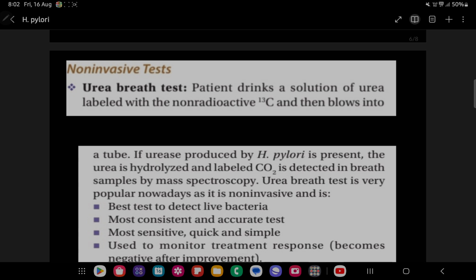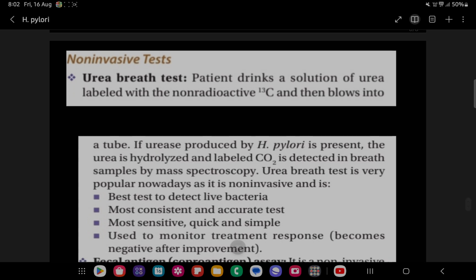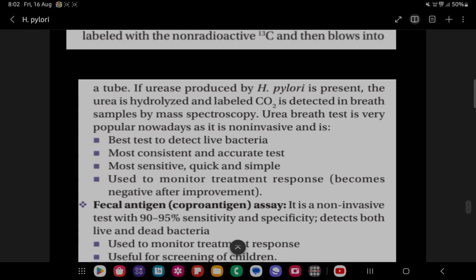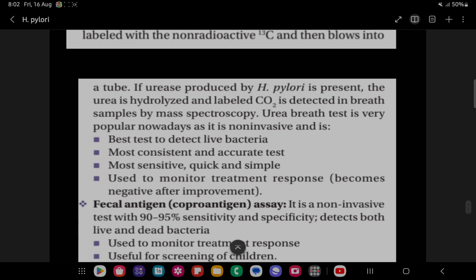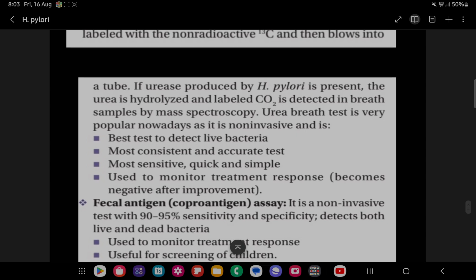Urea breath test means the patient drinks a solution of urea labeled with non-radioactive carbon 13, then blows into a tube, and if urease produced by H. pylori is present, the urea is hydrolyzed and labeled CO2 is detected in breath samples by mass spectroscopy. Urea breath test is very popular nowadays as it is non-invasive and is the best test to detect live bacteria, most consistent and accurate, most sensitive, quick and simple, used to monitor treatment response, and becomes negative after the improvement.